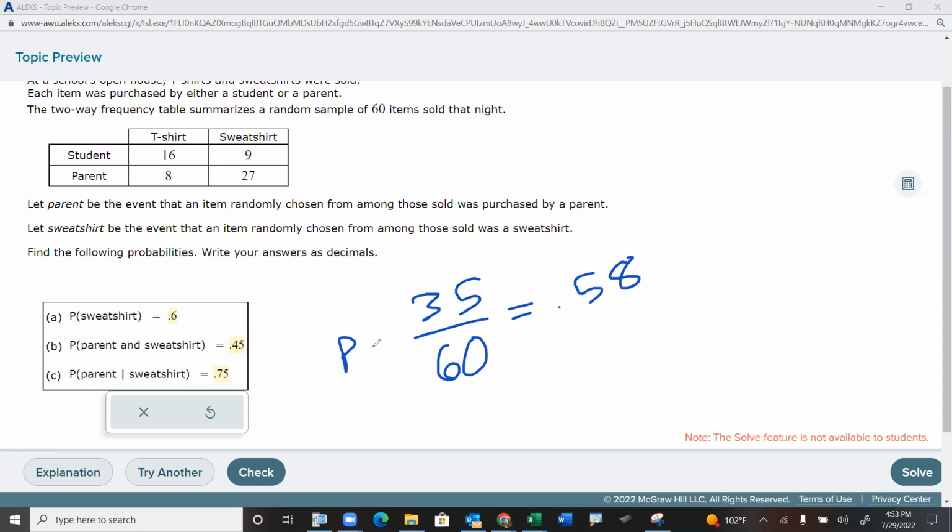So that's the probability of picking a parent. But the probability of picking a parent, given the condition that it's somebody who bought a sweatshirt, is 75%. So that probability changes, and therefore parent and sweatshirt are dependent events. They didn't ask us to specify that, but I thought I'd point that out.